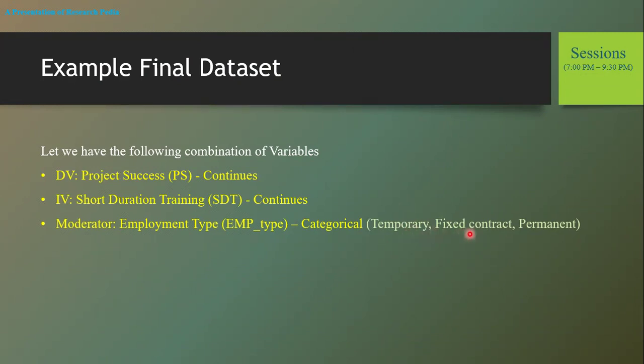So here we have three categories. It means we need to create two dummy variables, and we need to consider one category as a reference category. If we are considering temporary as a reference category, we need to create dummy variables on the basis of fixed contract and permanent contract. The first dummy variable would be on fixed contract, the second on permanent contract. Similarly, if we are considering permanent as a reference category, we need to create two dummy variables on the basis of temporary and fixed contract. So this is how the whole idea works.